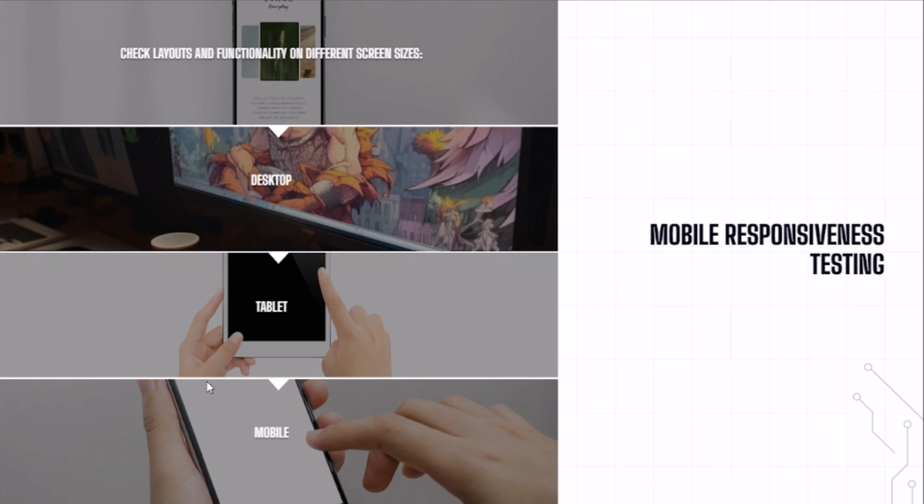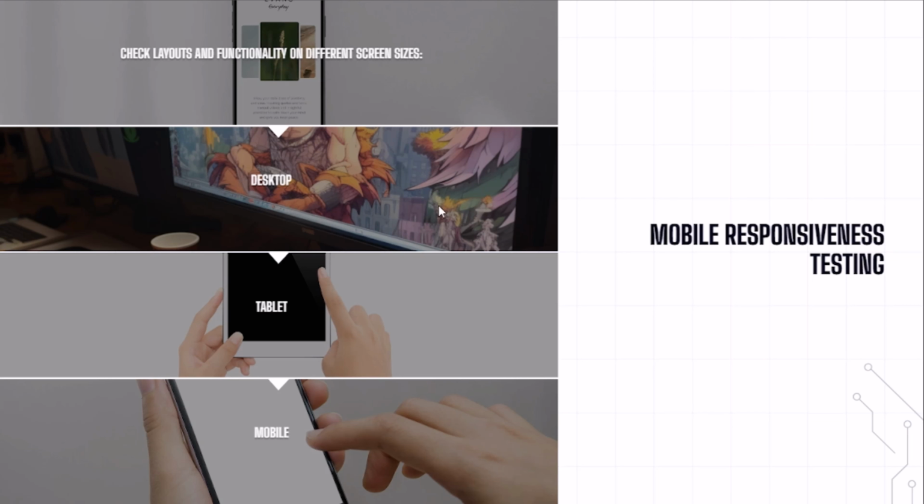After you are done with the cross-browser testing, then comes the mobile responsiveness testing. So what does mobile responsiveness testing mean? This simply means that you should check the layout and functionality of your website on different screen sizes. If you recall, earlier we mentioned cross-browser testing, whereby users use different browsers to access your website. Also, you can have users using different devices to access your website. One of the devices that you can use to access your website is the desktop.